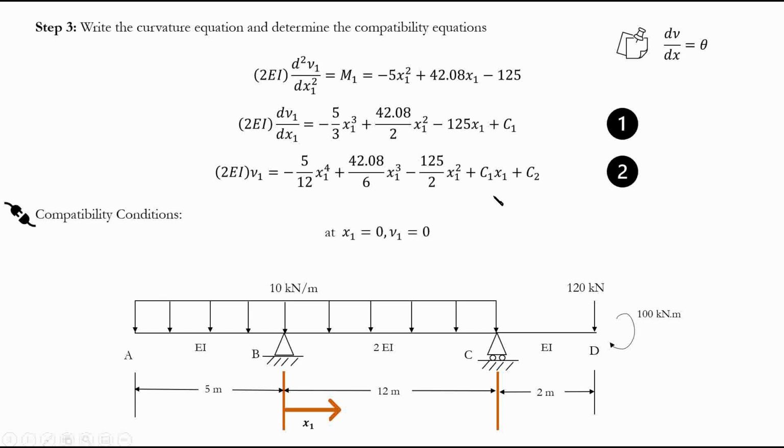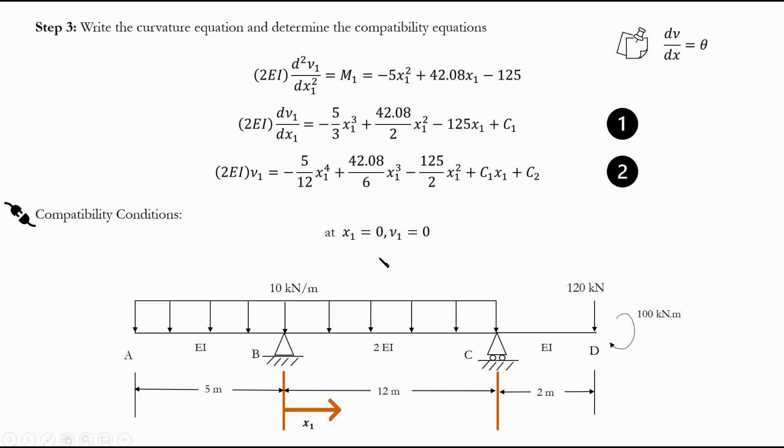Here, what are my compatibility conditions? Before going to that, we use 2EI, and the reason is that we had 2EI here, EI here, and EI here. So essentially it means that the stiffness here is 2 times the stiffness here and here. That's basically what it means. We can have any value, and of course we can design based on the deflection as well.